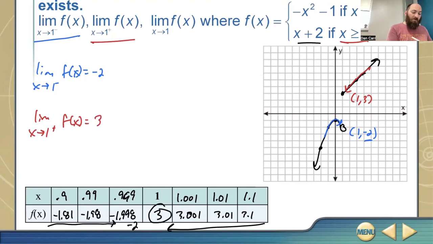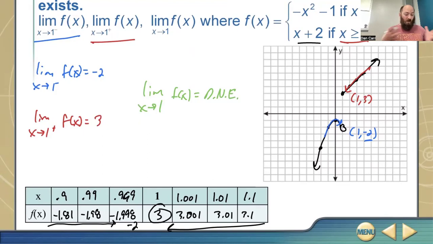Because there are two different values, the overall limit, so the limit as x approaches 1 of f of x, does not exist. We cannot say it has an overall limit because it has to be approaching the same value from both directions. So that's my final part here. We've done the left-hand and right-hand limits, and we come out to the fact that the overall limit does not exist here. Okay. And that's it for day one.